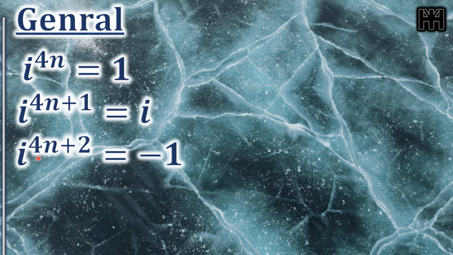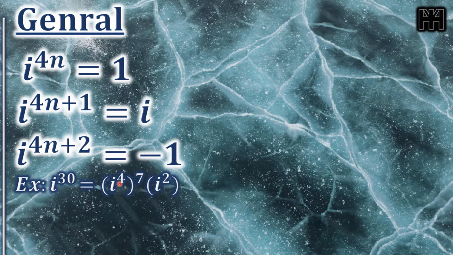Okay, let's continue. i to the power 4n plus 2 will be negative 1. For example, i to the power 30 is i to the power 4, all to the power 7, multiplied by i to the power 2. Then it will give us 1 and negative 1, which will give us negative 1.